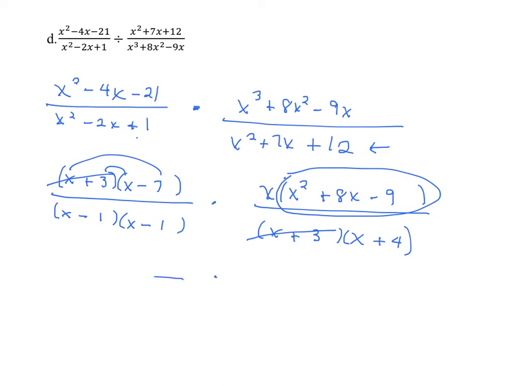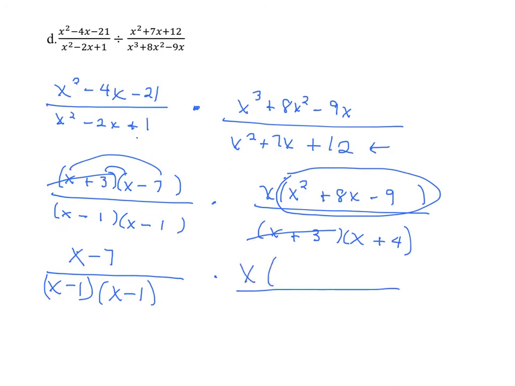So now we're going to rewrite the problem. And here it goes. X minus 7 over x minus 1 times x minus 1. And over here, the x stays here. This guy is factorable right here. So it's going to factor in x plus 9, x minus 1. Now you see how these problems are fairly rigged, because now these x minus 1s can cancel out.